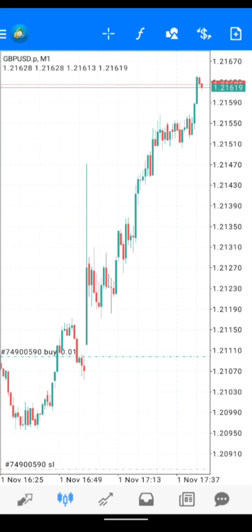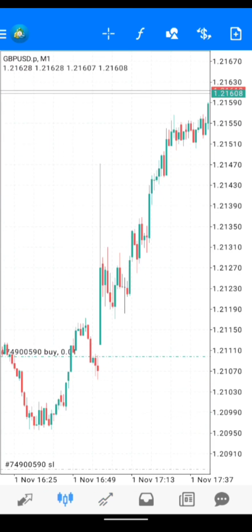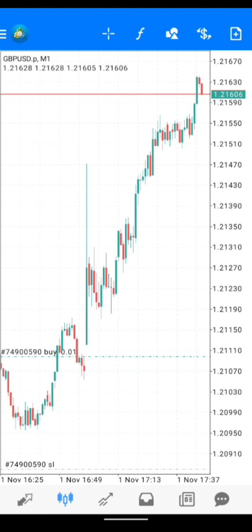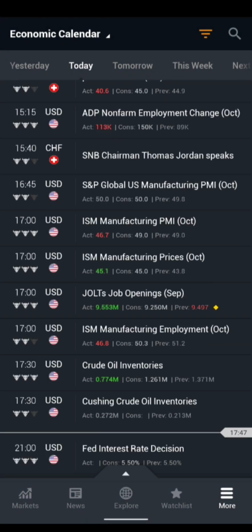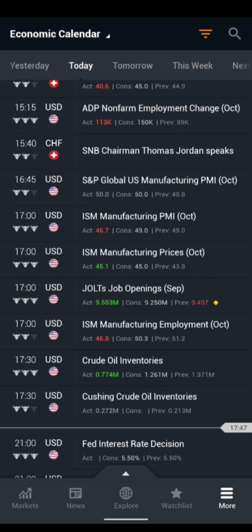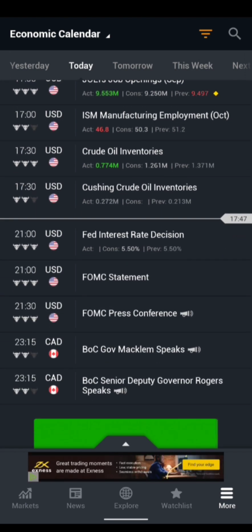So you'll check and see if you have to close your trades, or if the market changes its trend for you to enter a new trade. So that gives you context of keeping tabs with the economic calendar. So let's select today at 9 p.m. East African time. We're going to have the Fed interest rate decision. We're going to have the FOMC statement.